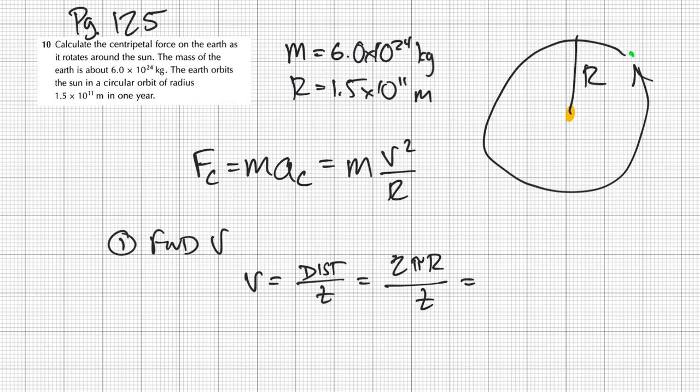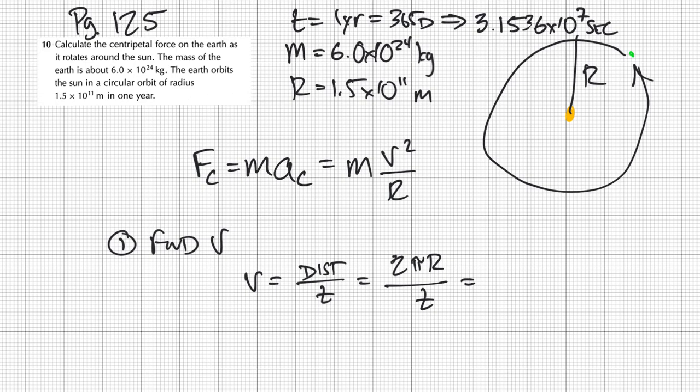And so our time is going to be 1 year, which is equal to 365 days. And we're going to convert that into seconds, which when I get that to seconds, that's going to be 3.1536 times 10 to the 7 seconds. All right, and we need to do that because we can't get something in newtons for forces unless our velocity is in meters per second. So that's the reason why we need to do that.